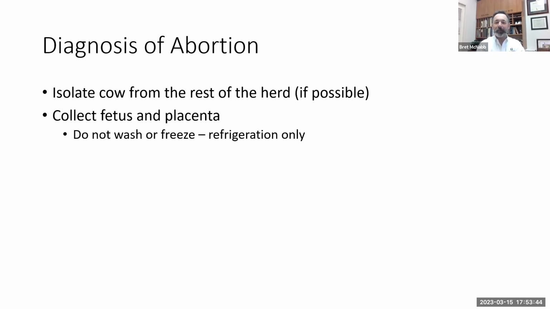And avoid freezing it. When we go to do a necropsy on a fetus or a placenta, we're going to take sections of it, do staining, and look at it under the microscope. And so what freezing does is it causes ice crystals to form throughout the tissue, and it actually ruins all the architecture of the cells. So we lose the ability to do what we call histopathology, or look at the tissues microscopically.